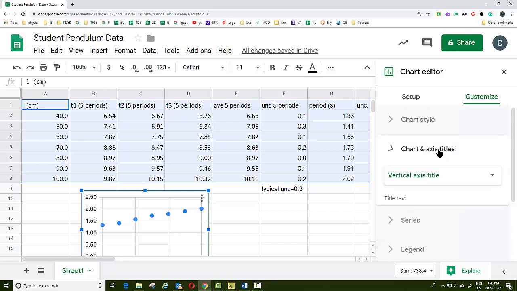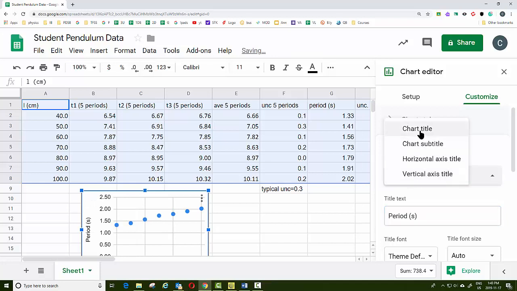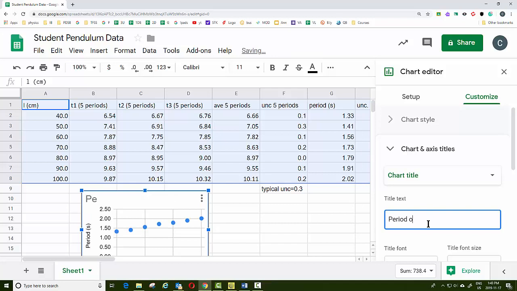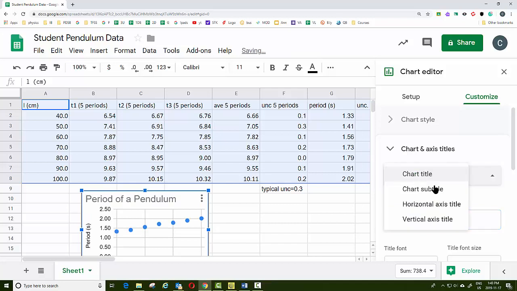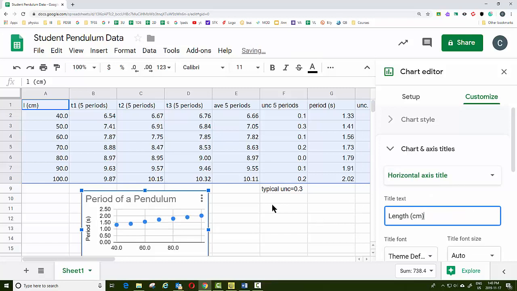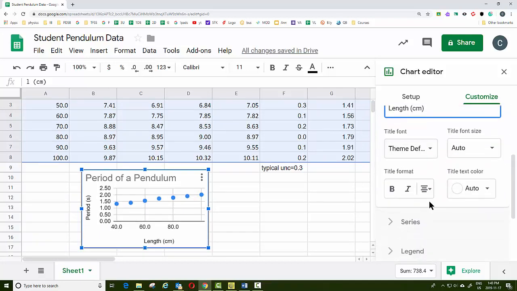And we'll start with the chart axis and titles. Vertical axis title, that would be the period, and the units were seconds. The chart title, I'm simply going to call that the period of a pendulum. And finally, the horizontal axis title will be the length of the pendulum, and that would be in centimeters. So now I've got my titles. Let's scroll down a little farther.